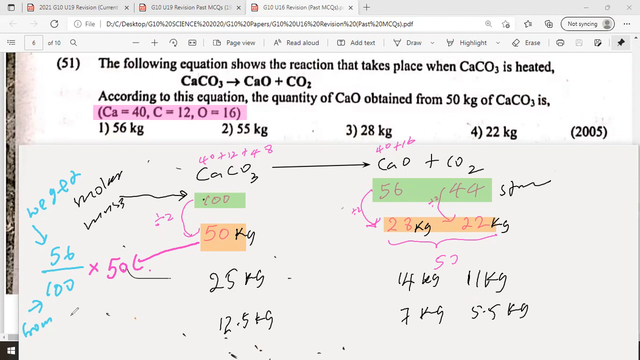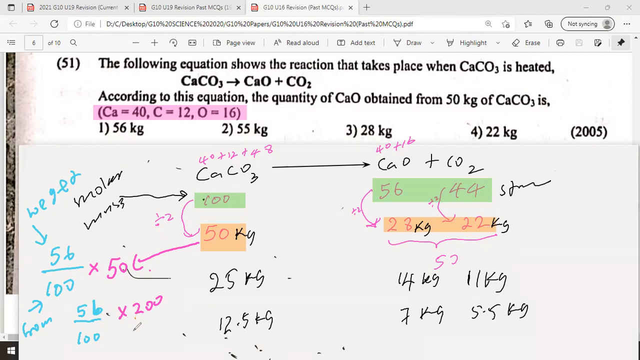Now imagine from 100 calcium carbonate I am getting 56 quicklime powder. That is constant. We can't change that. That is the molar ratio, the molar mass. So if I want to find the amount I get from, say, 200, then I multiply this by 200. If you want to find from 1000, then I multiply this ratio by 1000.